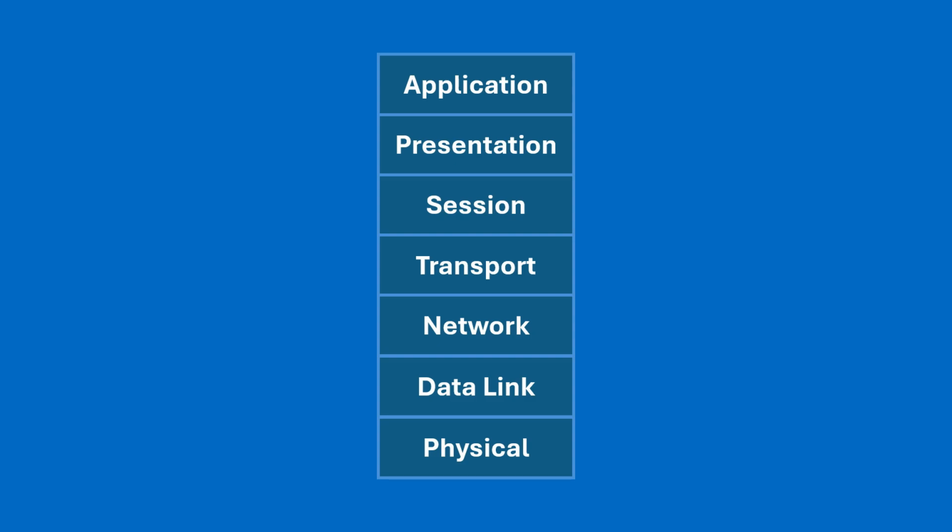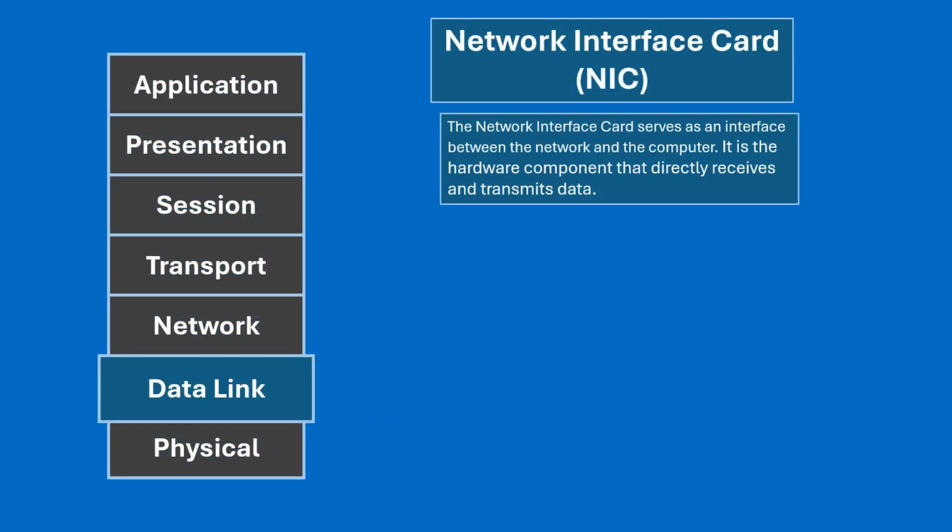Now we will look at layer 2 of the OSI model, the data link layer. One of the many technologies you can find on layer 2 of the OSI model are NICs, or Network Interface Cards. The NIC serves as an interface between the computer and the network. It is the very hardware component that directly receives and transmits the data.